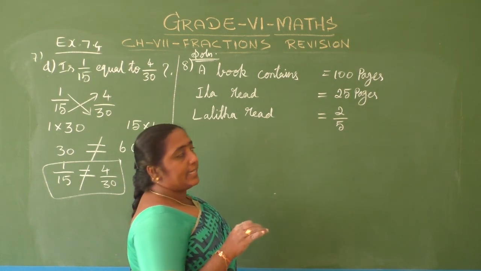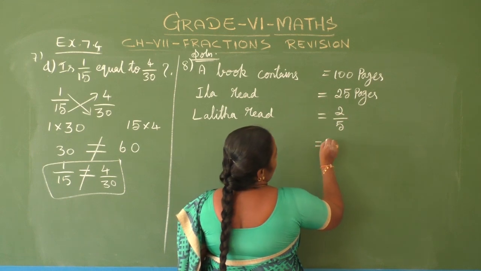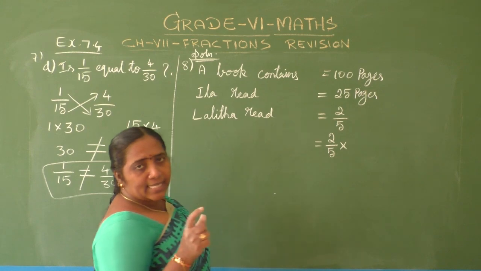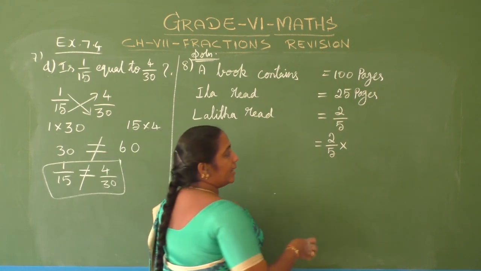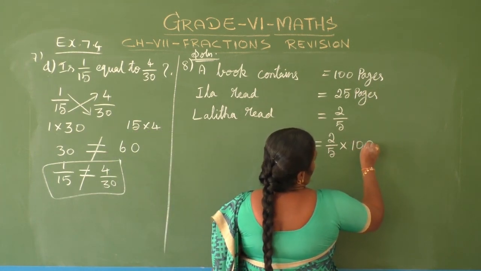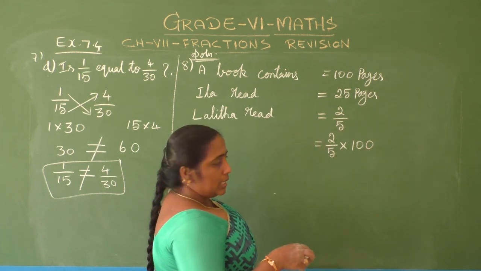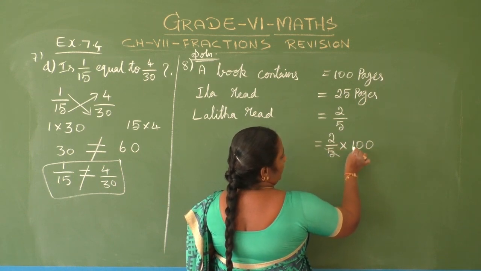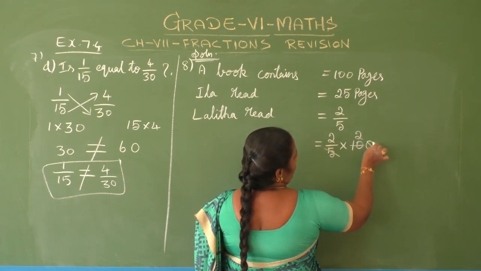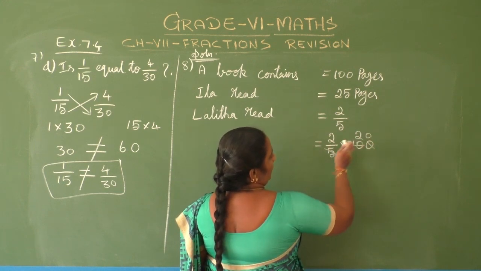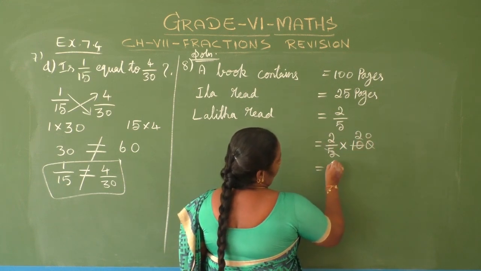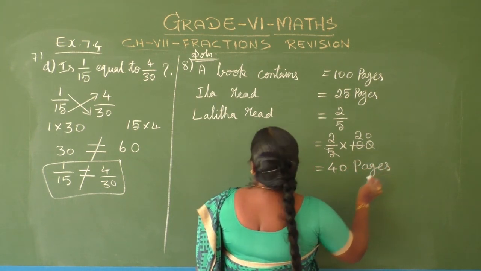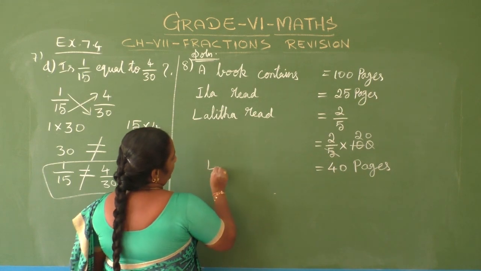So 2 by 5 means how many pages? First we have to find that answer. So how can we find it? Listen. 2 by 5 into the total number of pages in the book. How many pages in the book? 100 pages. So we have to simplify it. I am going to take the 5 table here. 1 five is 5. Here 2 fives are 10. This 0 will come, 20. So 2 into 20, 2 twenties are 40. So how many pages did she read? 40 pages. Who read 40 pages? Lalita read 40 pages.